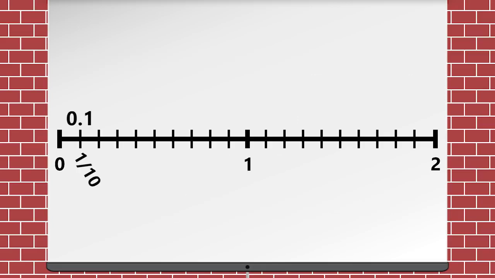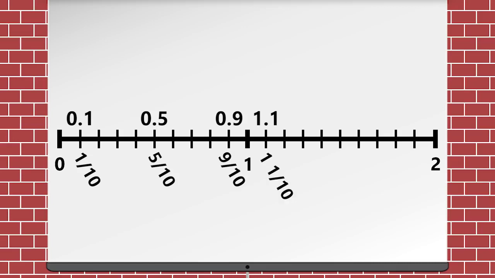Let's look at some decimals on a number line. This is 1/10. This is 5/10. This is 9/10. This is 1 and 1/10. This is 1 and 5/10. This is 1 and 9/10.